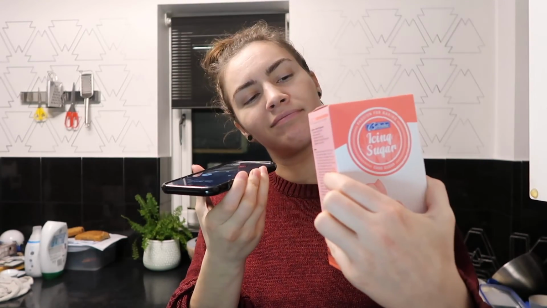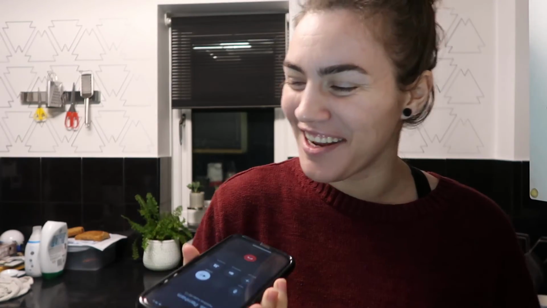This is exciting. 2.5 cups of confectioner's sugar. What is confectioner's sugar? Is it icing sugar? Is confectioner's sugar the same thing as icing sugar? Yeah. Oh, we're good. We got this.